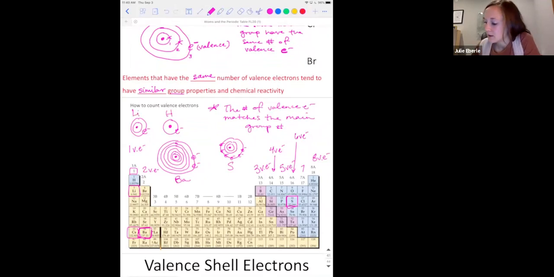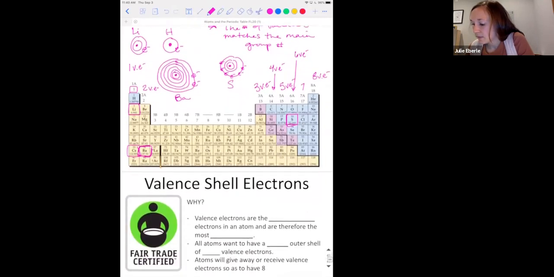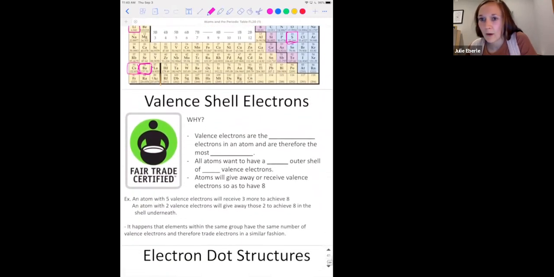Now, why do valence electrons work this way? Why are they numbered this way? Well, we said valence electrons are the outermost. So there's a little bit more to know about valence electrons. They're the outermost electrons in an atom, and therefore they are the most loosely held electrons.